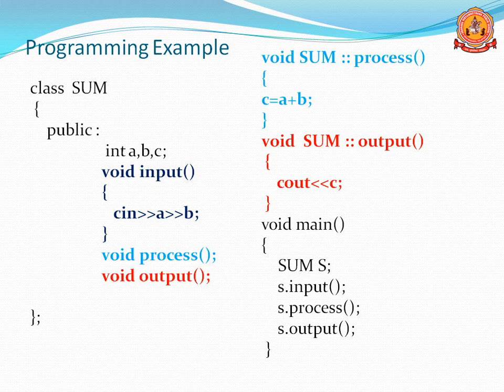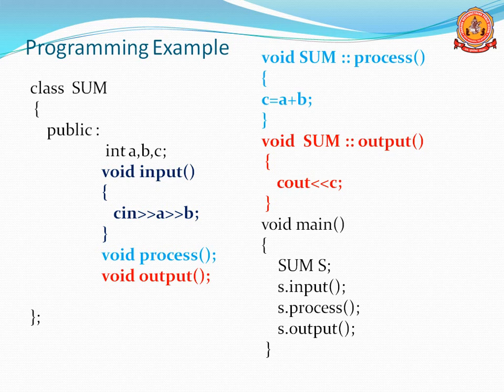C is equal to a plus b. Then one more function is there, void output. The void output function I extended outside, or the class function definition is written outside the class. Void sum scope resolution operator, or scope operator, output means the output function belongs to the class sum. So I wrote the output as c. Then I started with the void main. I declared one object, sum s.